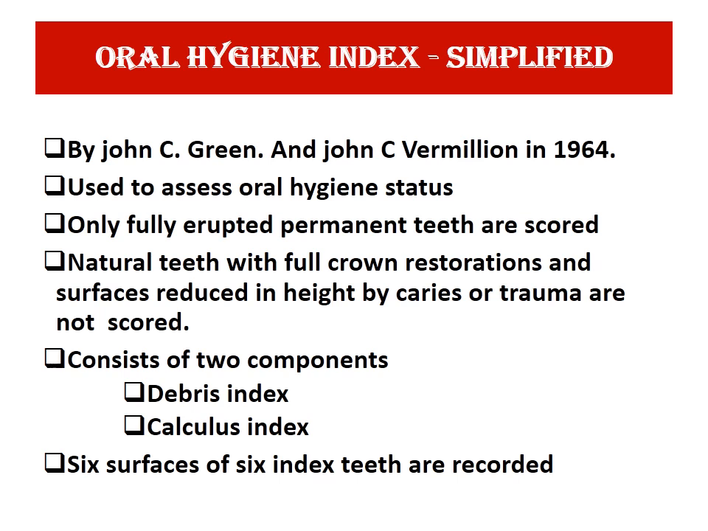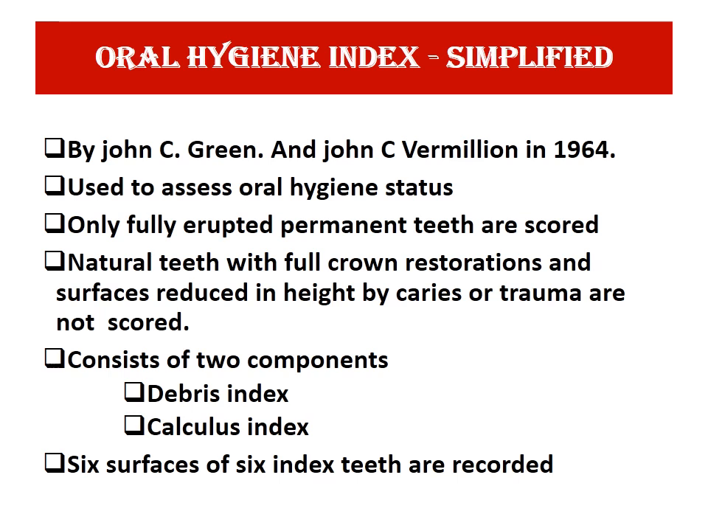The index was given by Green and Vermillion in 1964. That's why this index is most commonly called the Green and Vermillion oral hygiene index. It is used to assess the oral hygiene status of the patient. Only fully erupted permanent teeth are scored. Natural teeth with full crown restorations and surfaces reduced in height because of caries or trauma are not considered.